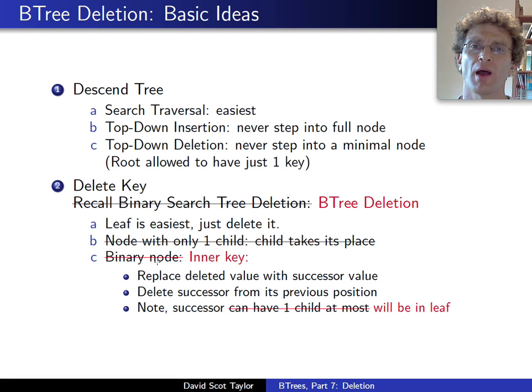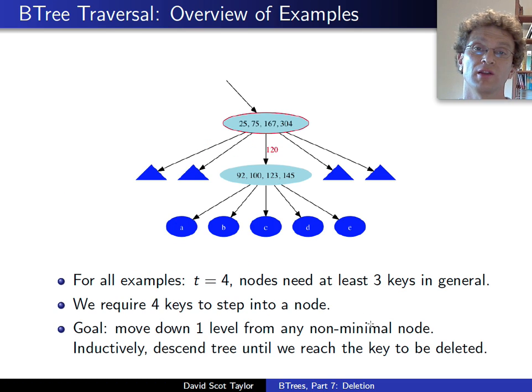And instead of talking about binary nodes, this is what happens when you delete a key from an inner node. You have an inner node and you're deleting a key from that. Well, we know that the successor will for sure be in a leaf. And just like in a binary search tree, if we really wanted to, we could use a successor or a predecessor. But we know that that value is always going to be in a leaf. Right. So first, let's talk about descending the tree.